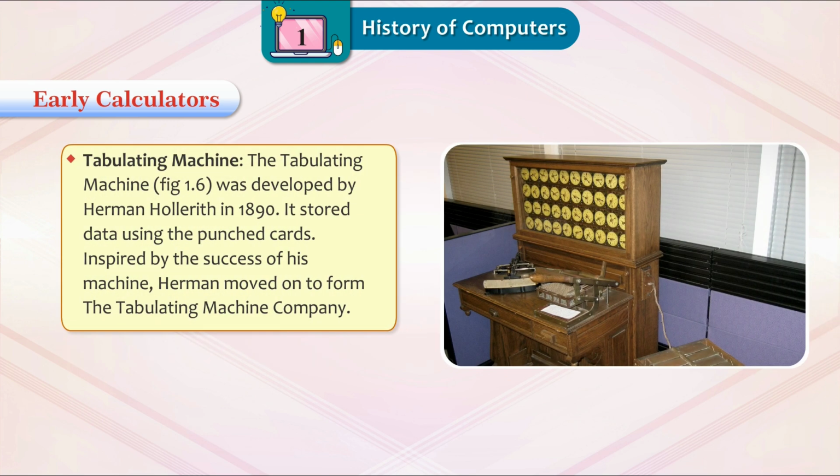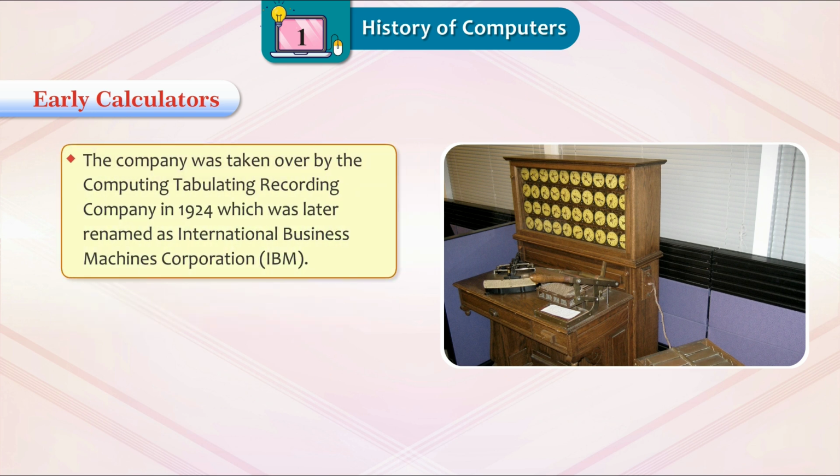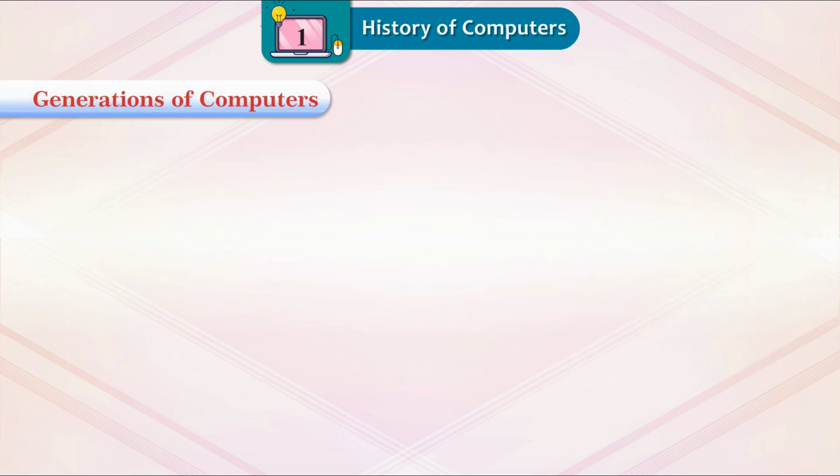Tabulating machine. The tabulating machine, refer to figure 1.6, was developed by Hermann Hollerith in 1890. It stored data using the punched cards. Inspired by the success of his machine, Hermann moved on to form the Tabulating Machine Company. The company was taken over by the Computing Tabulating Recording Company in 1924, which was later renamed as International Business Machines Corporation, IBM.